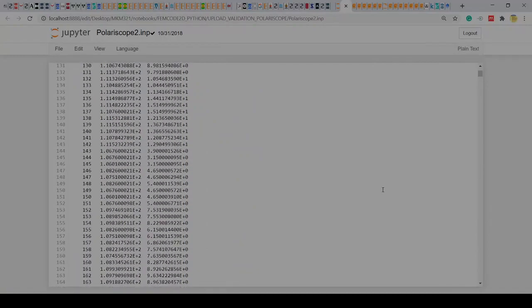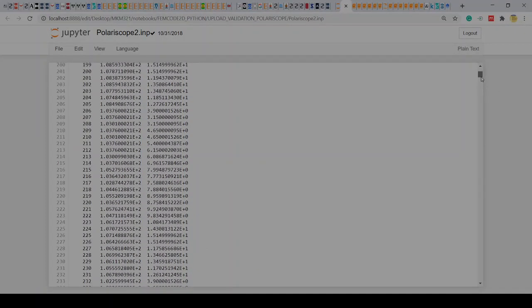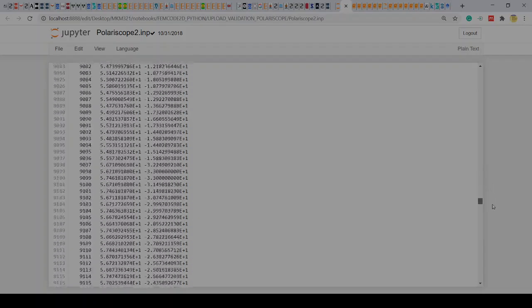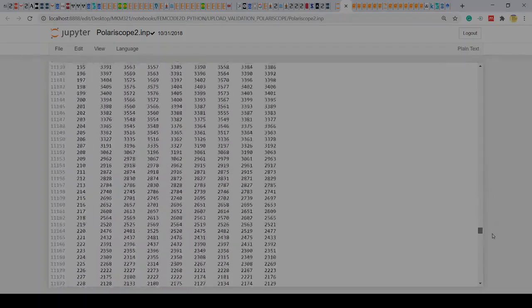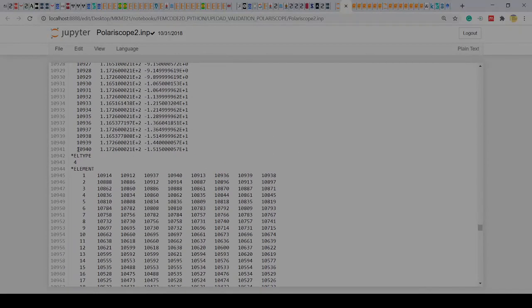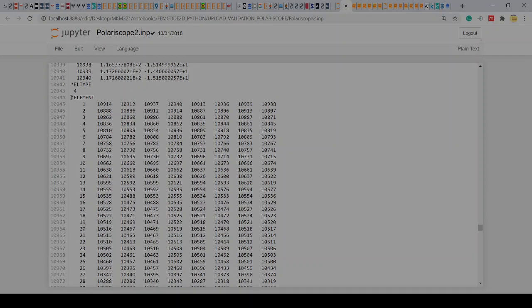So typically you would model this in... Yeah, so we are close here. You can see there's a total of 10,940 nodes. These are the coordinates for those nodes, and then this makes up the mesh.